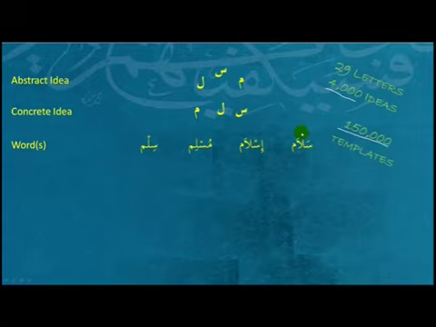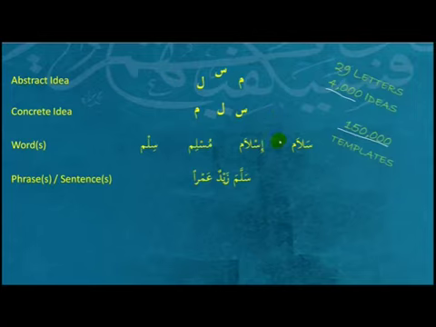So take a minute to digest all that information about how words are created, because now we're going to talk about how phrases and sentences are created. So, if we have enough words constructed in this exact way, we can actually combine them to form phrases and sentences. This, for example, is a sentence. It says, "Sallama Zaydun Amran," which means Zayd protected Amr.